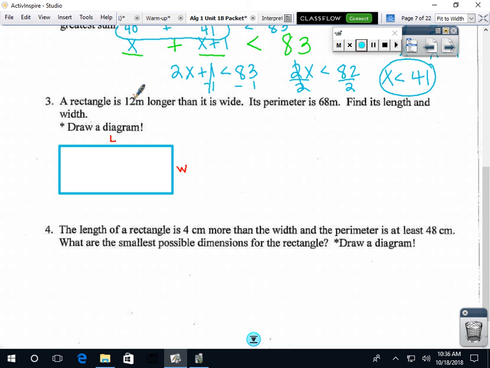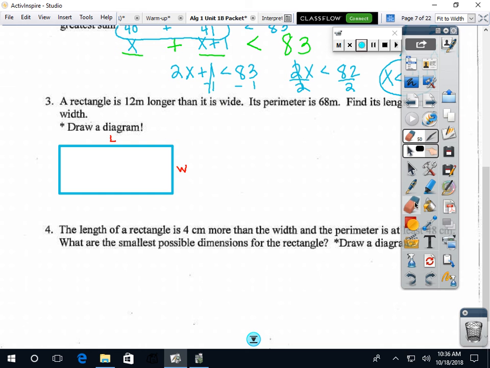We know that it's 12 meters longer than it is wide, correct? But we don't really know how wide it is, do we? So I'm going to call the width x, because I have no idea how wide it is. It's unknown, so we use a variable. So if I call the width x, what could I call the length? Well, isn't the length basically the width plus 12?